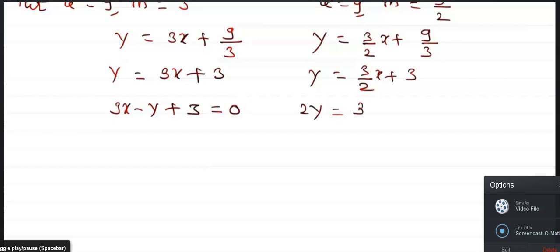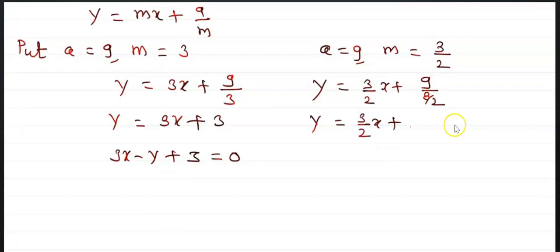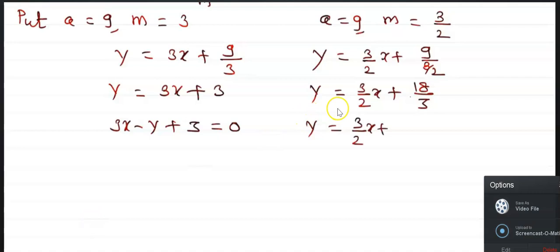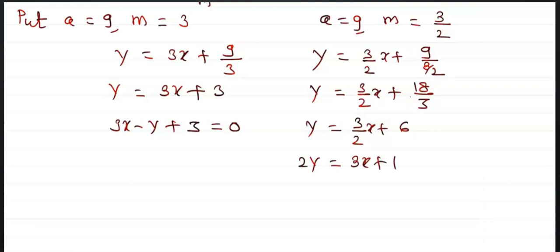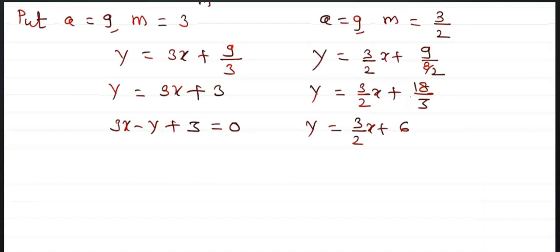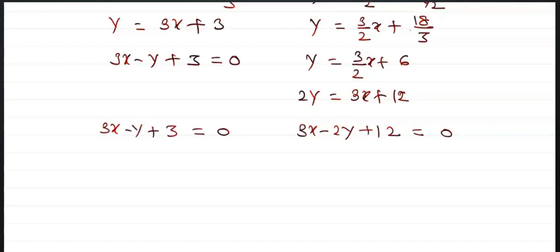Now again I will solve that. This is the correct one. The value of m is 3 by 2. Multiply and reciprocal, you will get y is equal to 3 by 2 x plus 18 upon 3. X minus 2y plus 12. You can see this again. These are the equations of the tangents.